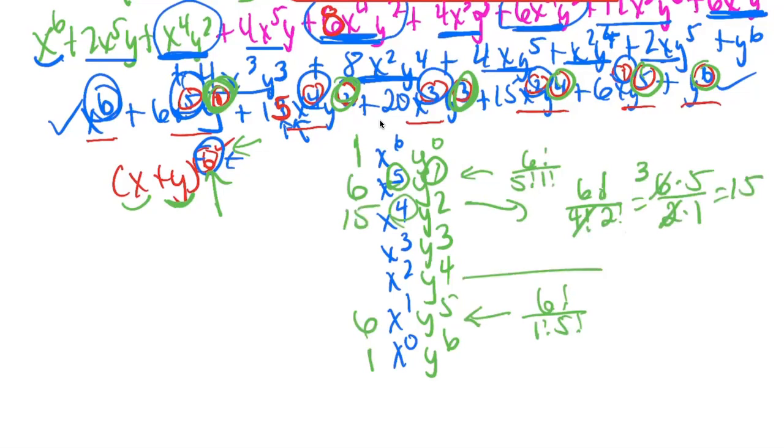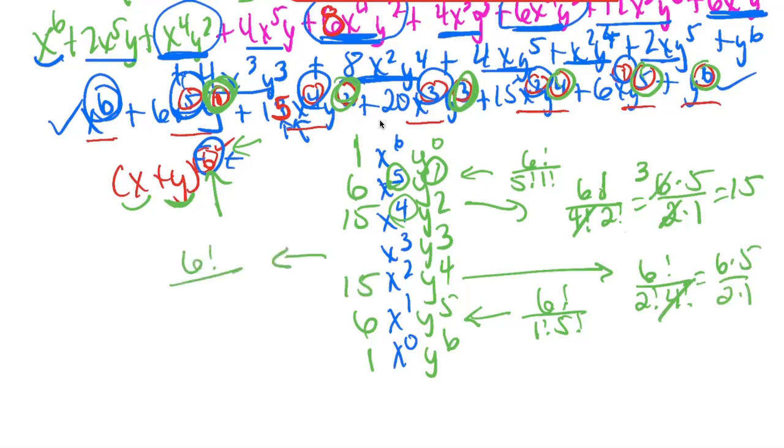And this one's going to be the same. 6 factorial over 2 factorial, 4 factorial. It's going to be 6, 5, 4, 3, 2, 1. That's going to give me 15. And then this one is going to be 6 factorial over 3 factorial, 3 factorial. This is going to be 6, 5, 4, 3, 2, 1 cancels out over 3, 2, 1, and that gives me 20.